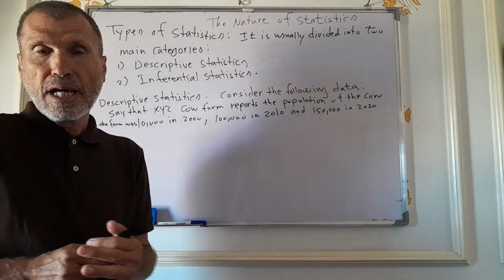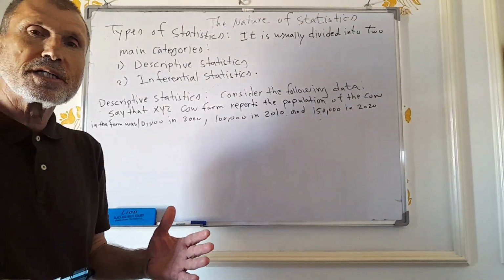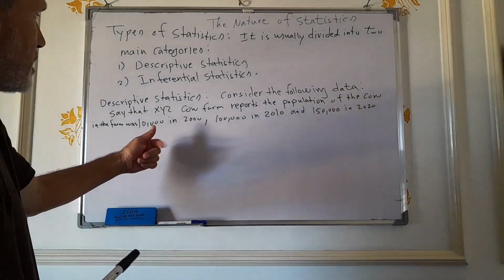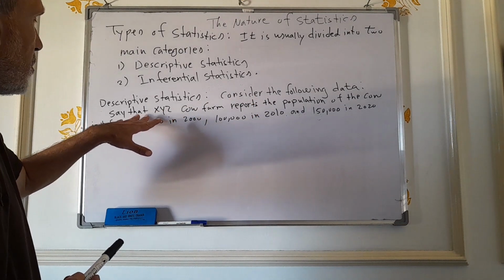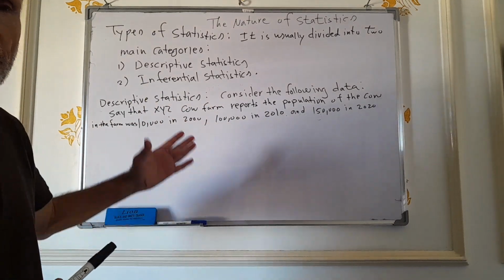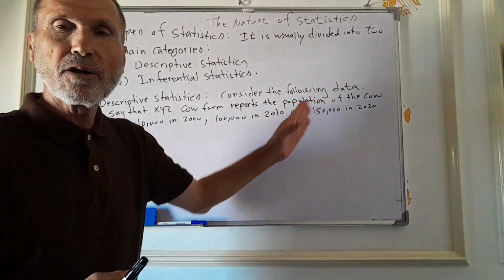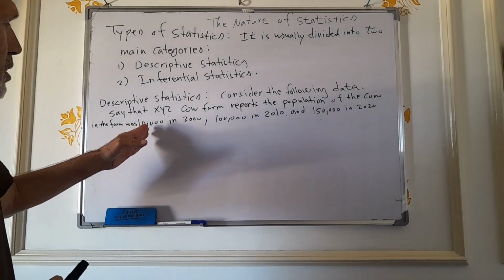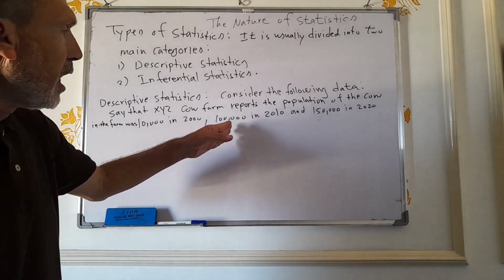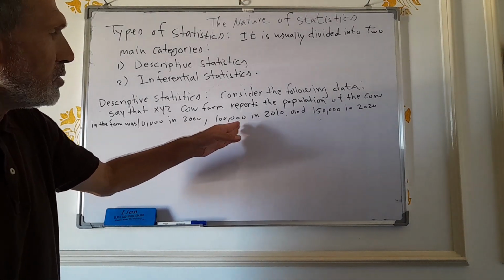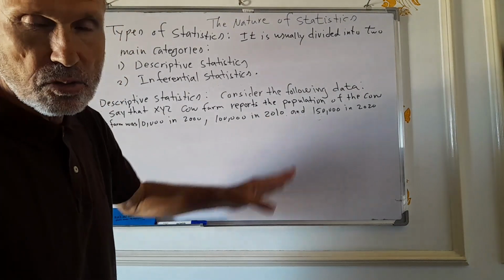So the statistician in descriptive statistics usually tries to describe a situation. Let's give an example to see how we can tell whether it is descriptive or not. Consider the following example. This data here consists of XYZ cow farm. We have a farm by the name XYZ. It reports the population of the cows in that farm. It was 10,000 cows in the year 2000, 100,000 cows in the year 2010, and 150,000 in the year 2020.